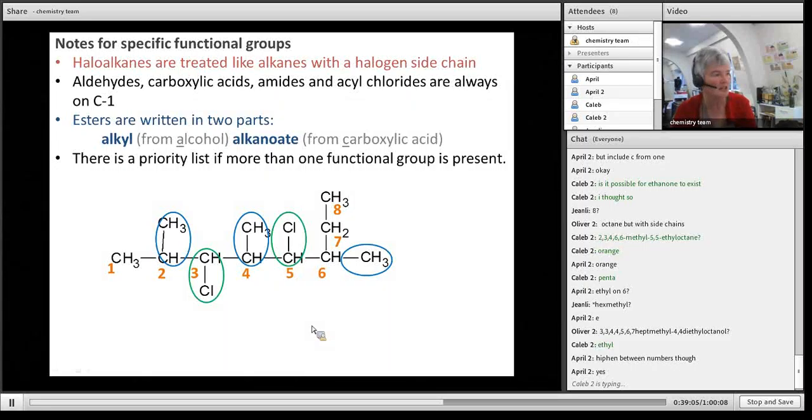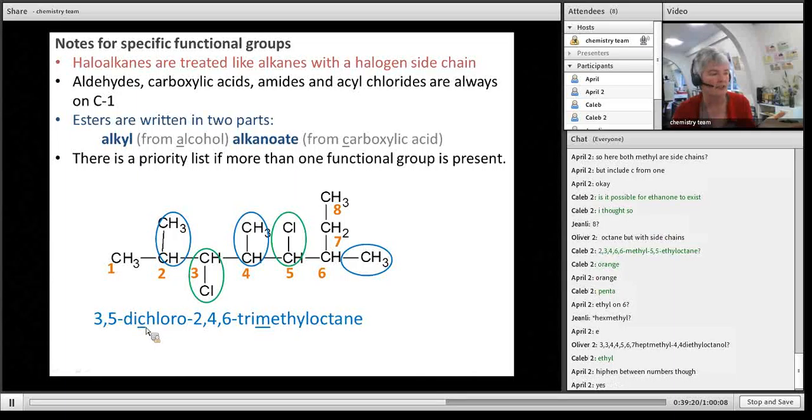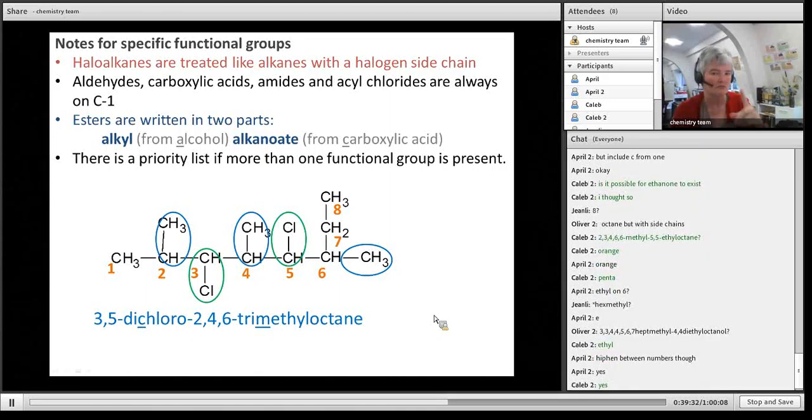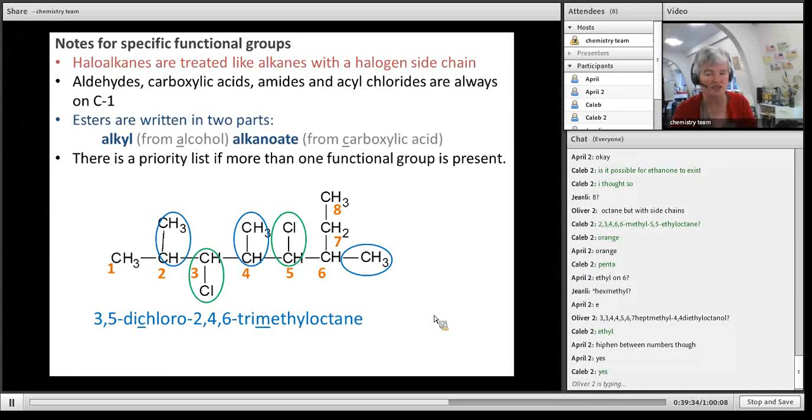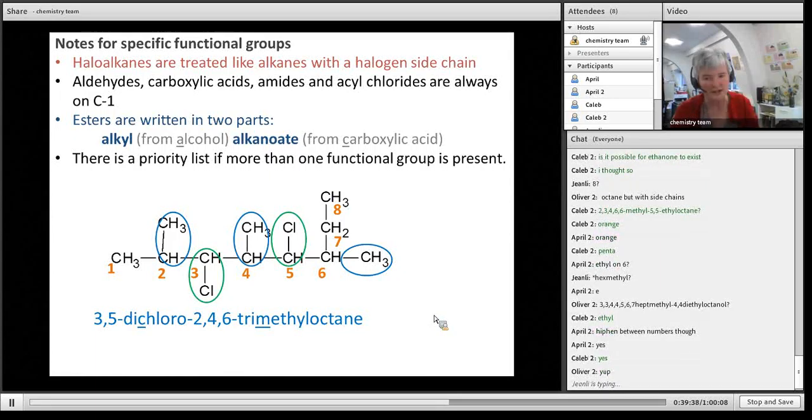We've got octane, and we've got 3 methyl groups and 2 chloro groups. So it would be 3,5-dichloro, di for 2 chloros. Chloro comes first because it starts with a C. And then 2,4,6-trimethyl, tri because I've got 3 methyls, and then octane. Do you think you've got it in terms of finding the parent chain and looking for side chains? You are welcome to draw on the exam paper, use a pencil, mark my longest chains, circle my side chains, so it's just clearer to you.